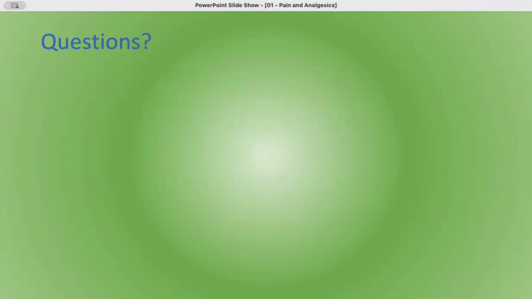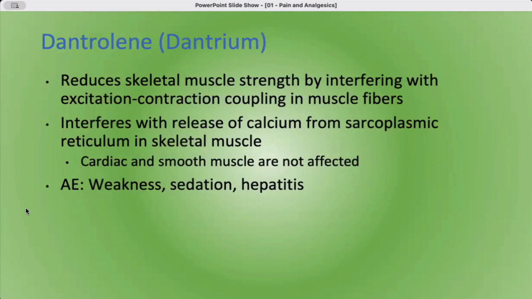My question's kind of interesting in that, that last drug that you put up there, dantrolene, with the calcium blockade, essentially from the sarcoplasmic reticulum, is it specific to skeletal muscle? Yes. So it will not affect cardiac muscle. I don't get into the weeds too much, but I was just curious.